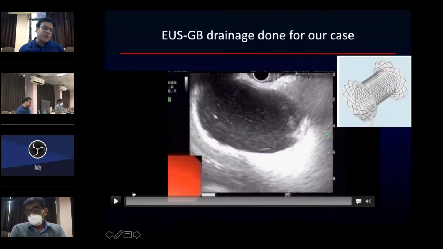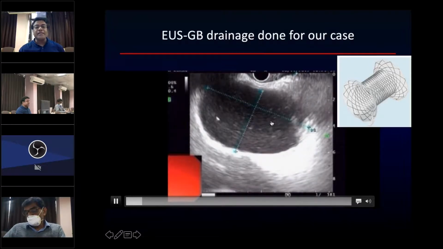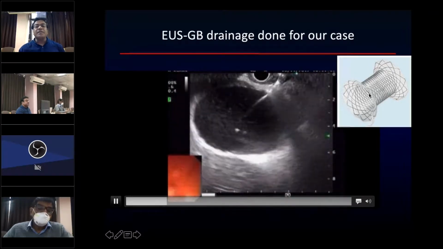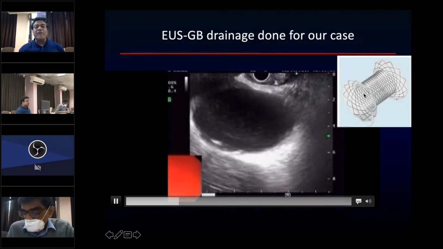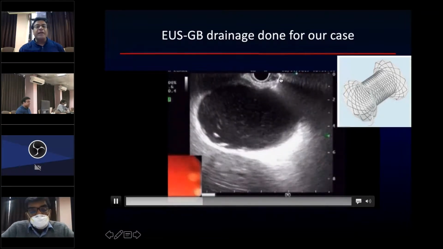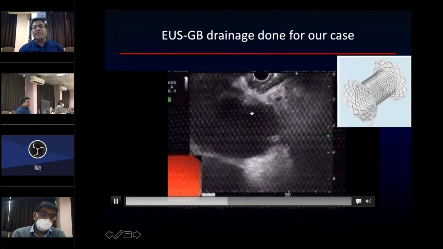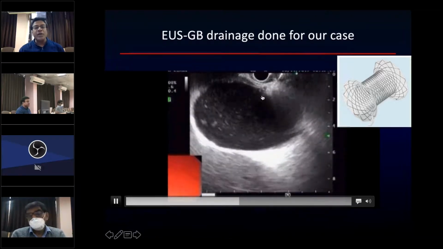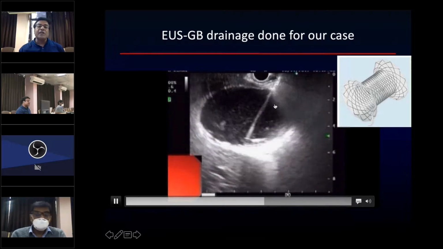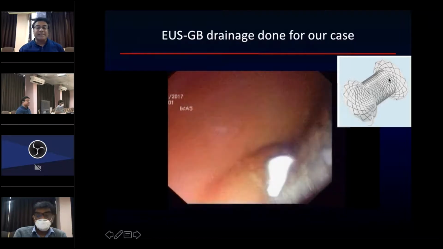So this is what we did for our case. The scope is positioned in the antrum. You can see a distended gallbladder with thick contents here. We used this particular stent, which is a fully covered metal stent. We punctured with a 19-gauge FNA needle, dilated past a guide wire, and dilated the tract with a 10 French cystotome. Here you can see the cautery going in. After dilatation, the last step is the placement of this biflanged stent.